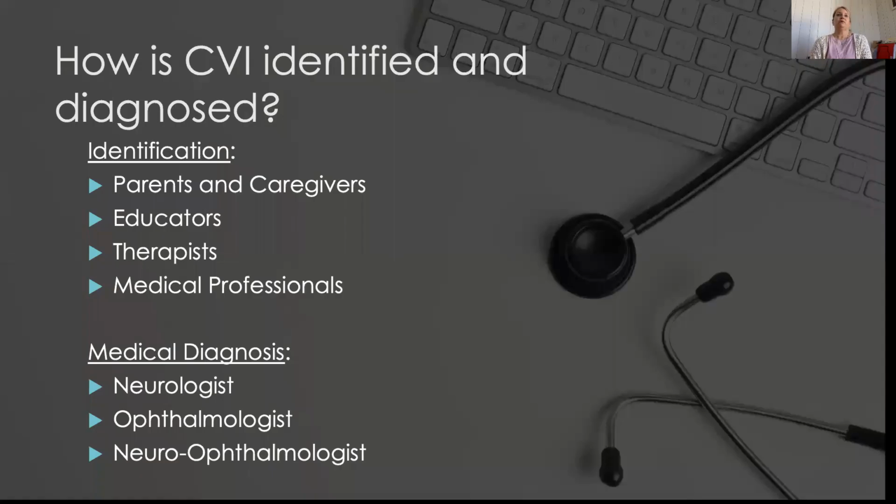All right, so how is CVI identified and diagnosed? Well, as you can imagine, the people that probably first notice that there's something going on with their child are the parents. Parents are often our best sources of information. I think any of us that are parents would probably say, I know my child pretty well, especially when they're babies and you're with them all of the time. The parents are the ones that are taking the kiddo home at night. So it's really important to listen to the parents.